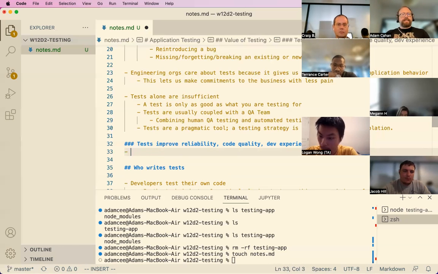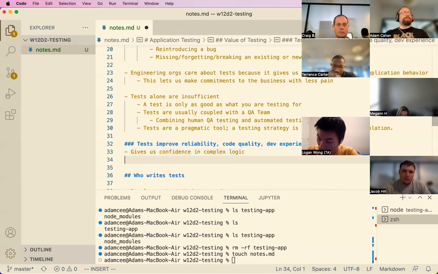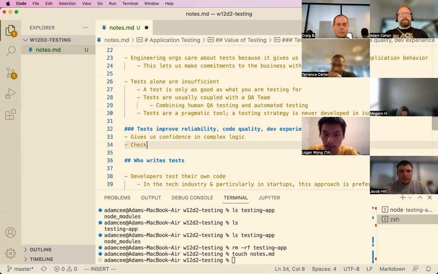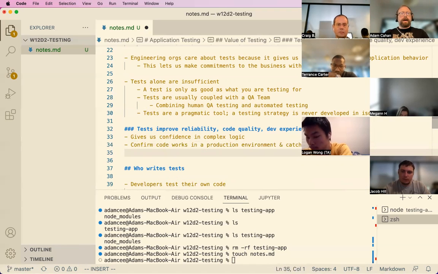So tests can give us confidence in our logic. I mentioned checking for regressions, but I'll mention it again. This is a really big one. It gives us confidence in refactoring our code.